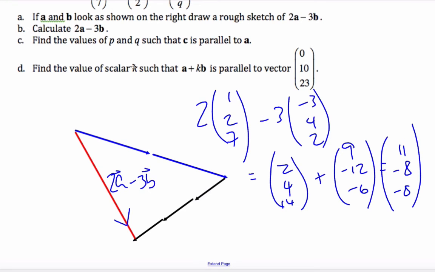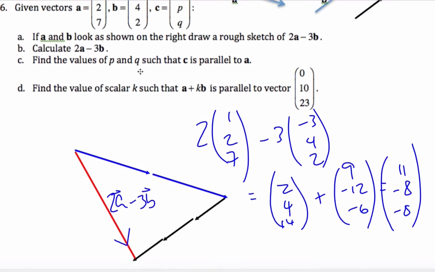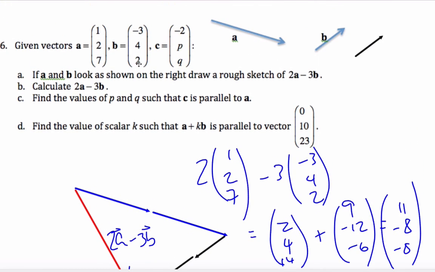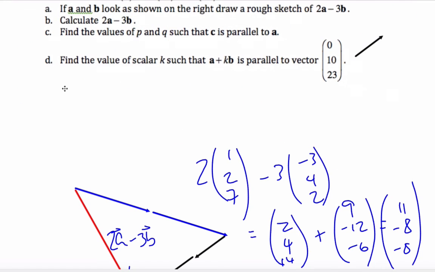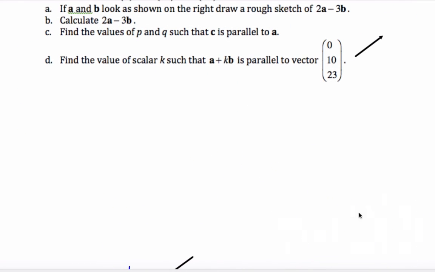The next question says, find the values of p and q such that C and A are parallel. All right, so if I'm going to do that, let me clear what I have so far. Let me clear this off.